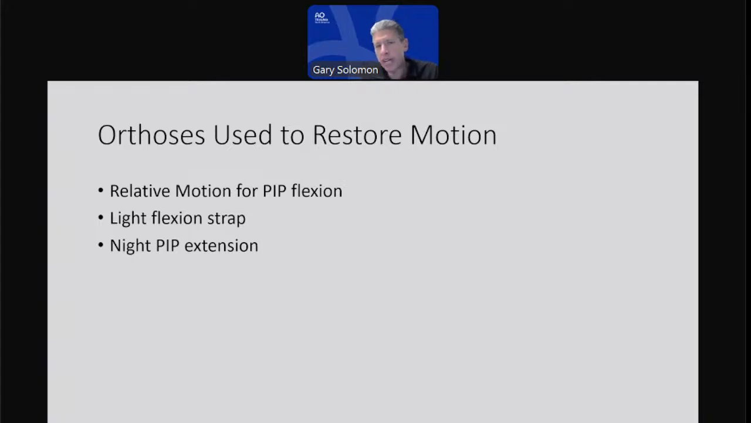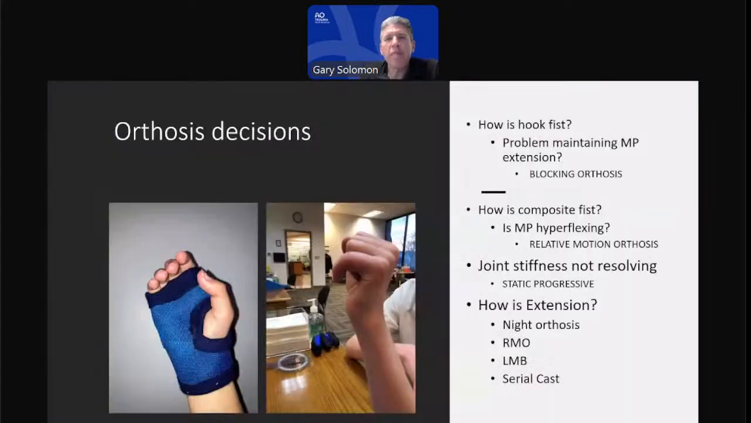The way I try to balance it is flexion during the day as much as possible and extension at night if I can get away with doing that, because that creates that nice balance. So I'm able to work both ways at the same time. So how do I make those decisions? The first thing I'll ask them to do is make a claw or make a hook fist.